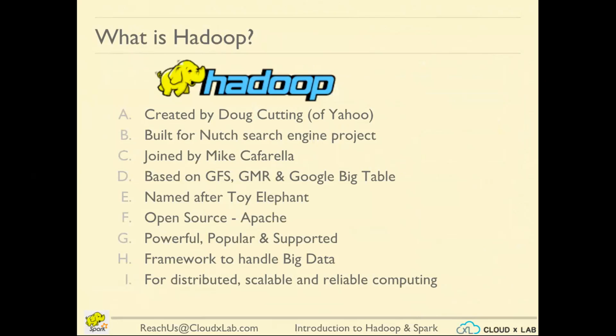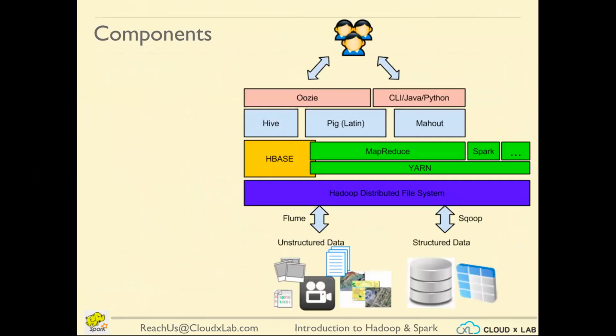One is a file system, a database, and MapReduce, the computing engine, and then it grew. Let me spend more time on this diagram. So, Hadoop distributed file system is the most important component of the Hadoop ecosystem.